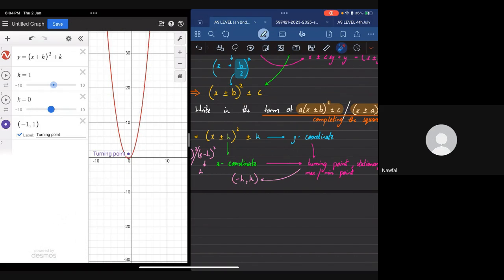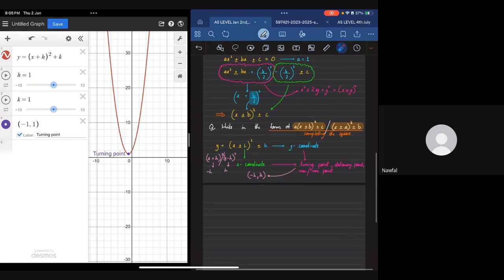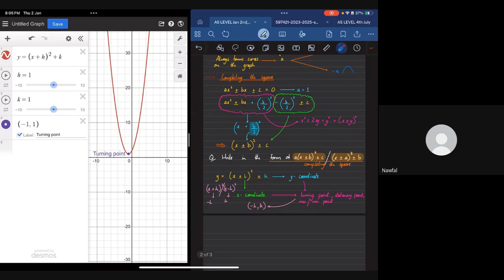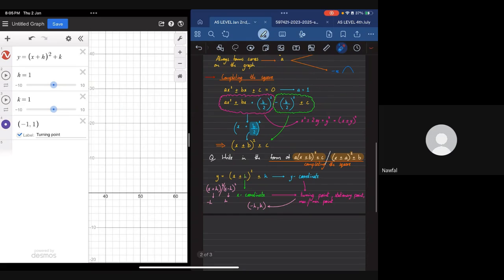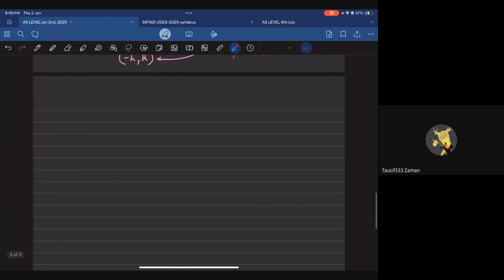Is this clear? So that is why the values of h and k, which are displayed in the completed form using the completing the square technique of solving a quadratic equation, are going to help you find the coordinates of the turning point, which is the stationary point, the minimum or maximum point, and all of that stuff. Is this clear? Any issues with this so far? No. Perfect.